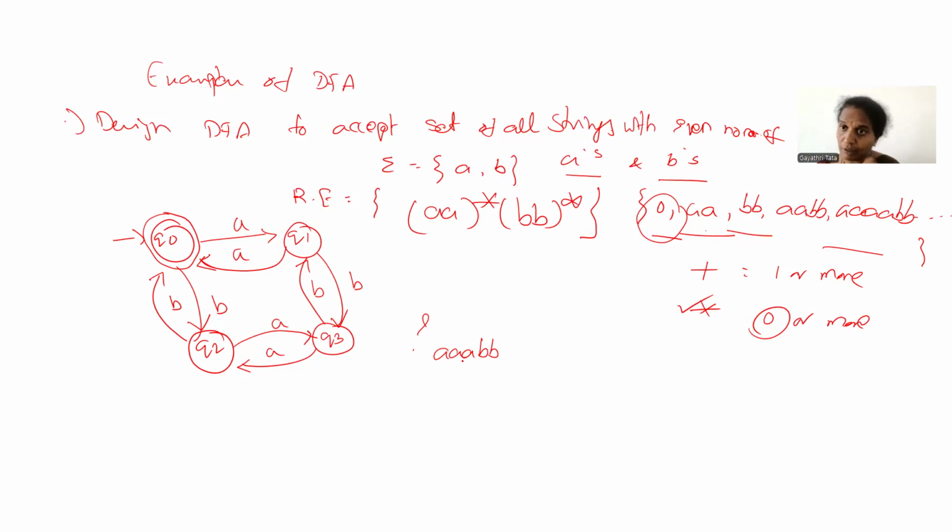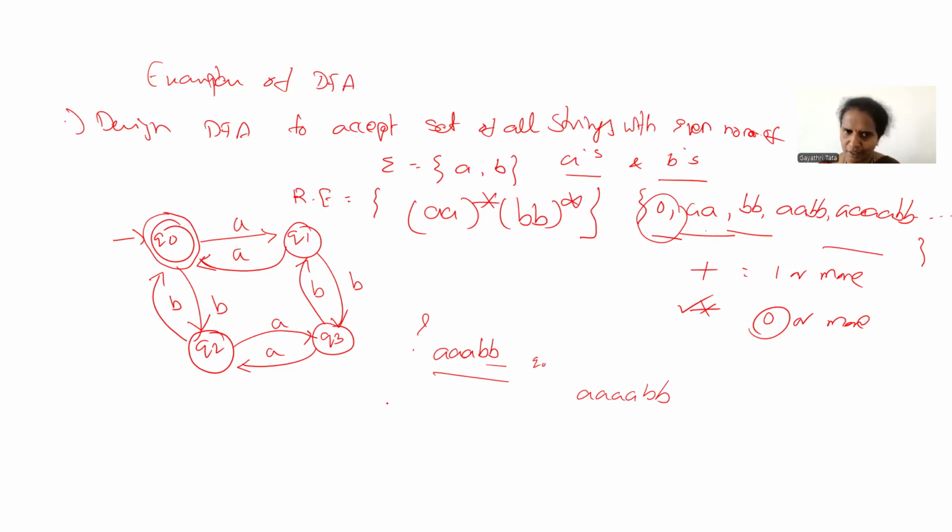So how to say whether it is accepted or not? After reading, it has to reach the final state, that means we have to reach Q0. In this automata, the final state is Q0, right? Please see: first A, second A, third A. First B, second B. It is read, but it does not reach Q0. See, my string is AAAABB: 1A, 2A, 3A, 4A, 1B, 2B. It reaches Q0, but here it is not like that.